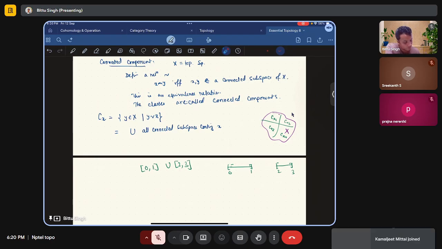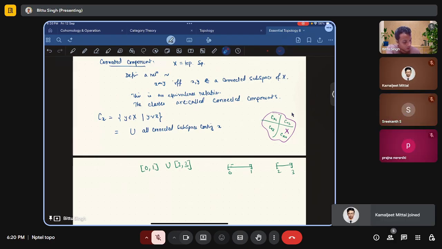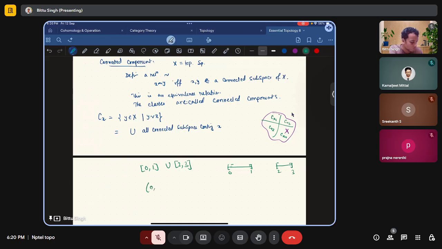So that's why those two are connected components. Another trivial example: open (0, 1) disjoint union with (1, 2). This is nothing but taking the open interval (0, 2) and removing the point 1. Just remove this point, 1 is removed. So it will now break into two parts. So here (0, 1) is one connected component and (1, 2) is another connected component.